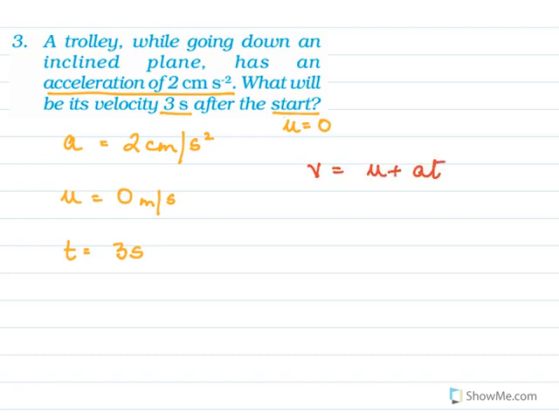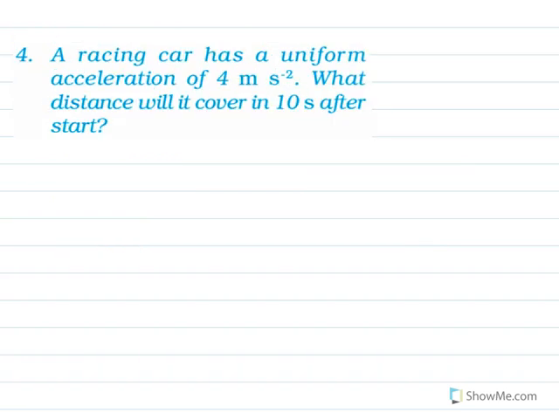We just do v equal to u plus at. v equal to, u is 0, your a is given as 2 and the time is given as 3. So v equal to 6. Here it is centimeter per second, because the acceleration was given in centimeter, the final velocity is 6 centimeter per second.